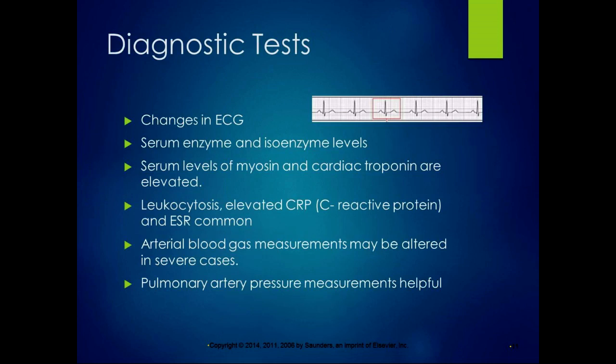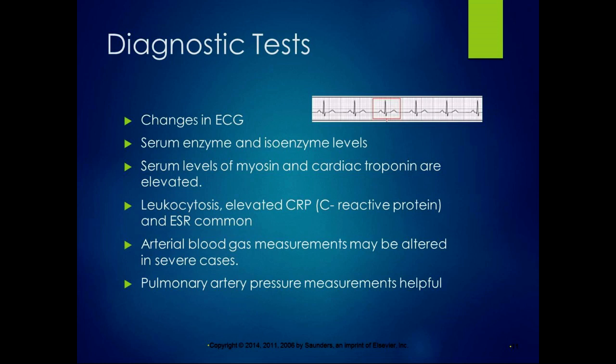So diagnostically, they look for changes in the electrocardiogram. It might change the heart rhythm. They look for serum enzyme and isoenzyme levels. So typically you get those changes in the ECG that confirm the diagnosis. And they also look at the progress. They're monitoring the progress. So in the book, it lists the different serum enzyme and isoenzyme levels.